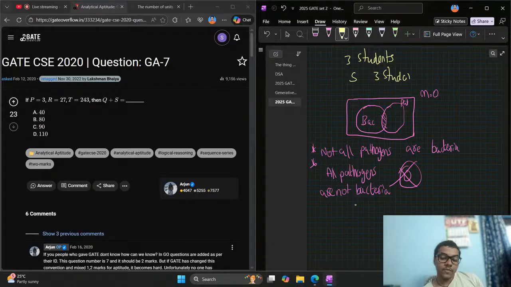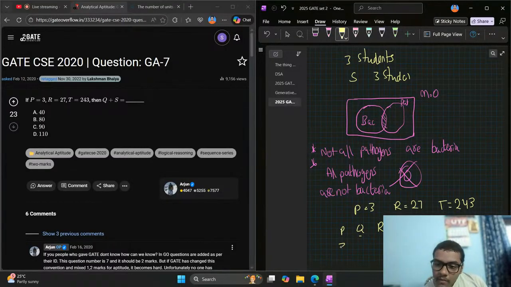Okay, this needs some reasoning. P is equal to 3, R is equal to 27, T is equal to 243. P, Q, R, S, T. Q and S, okay, you need that. P is 3, R is 27, so it might be 9. And 81, 81 times 3 is 243. Yeah, I clicked it. So you need this: 81 plus 9 is 90.